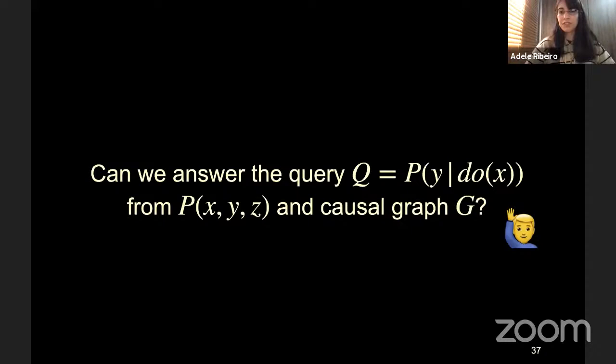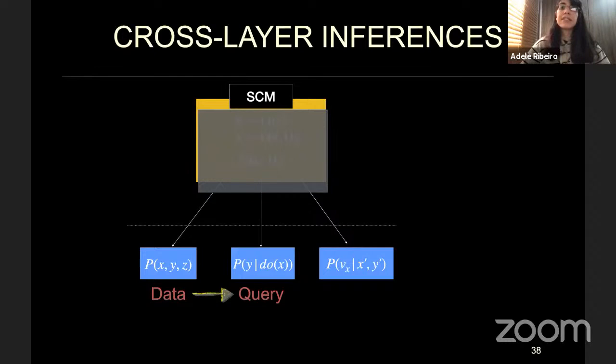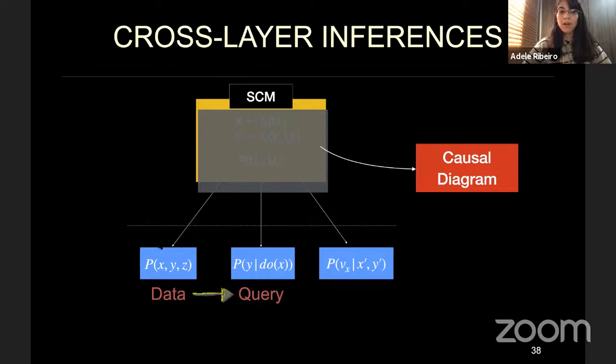This is just a recall. This is a cross-layer inference. So we use the causal diagram to use data, or the observational distribution, to infer the interventional distribution under the intervention on X. The first criterion that I would like to talk about here is the backdoor criterion. This is the classical one. It's also the simplest.